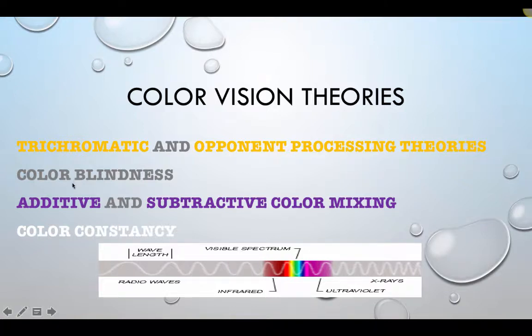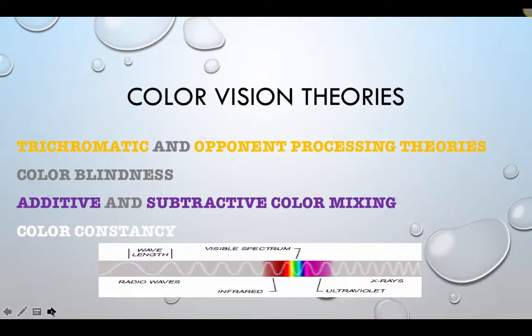We're going to talk a little bit about color blindness, and we're going to talk about additive and subtractive color mixing probably in the next video, and color constancy. So today, you want to look at trichromatic theory, opponent processing theory, and color blindness.